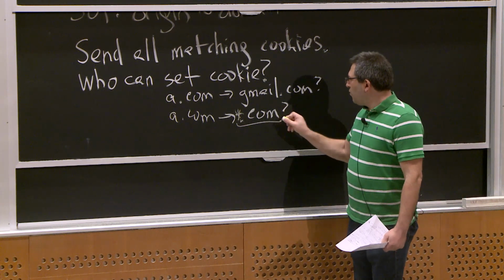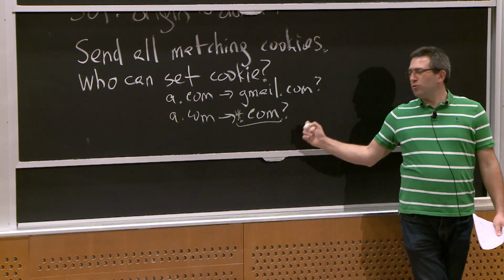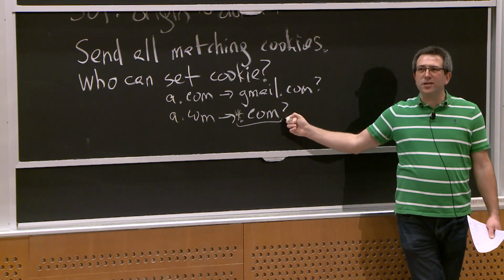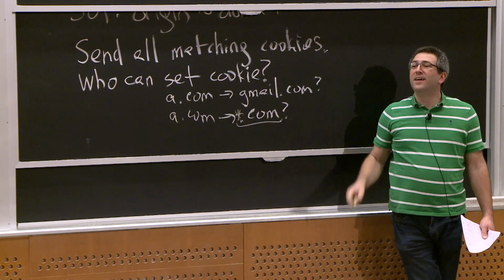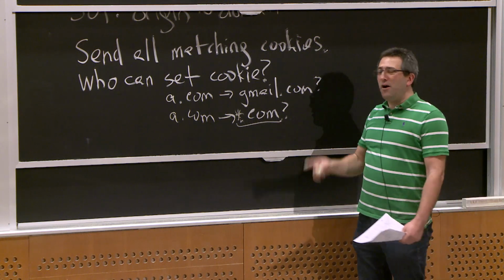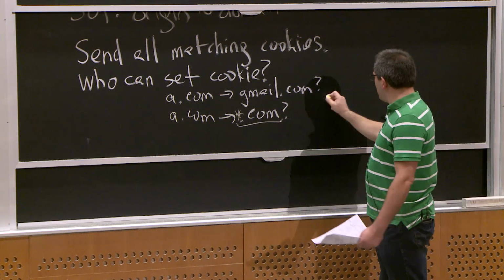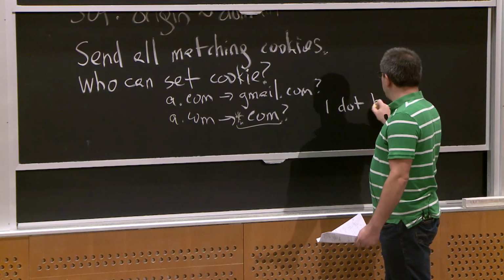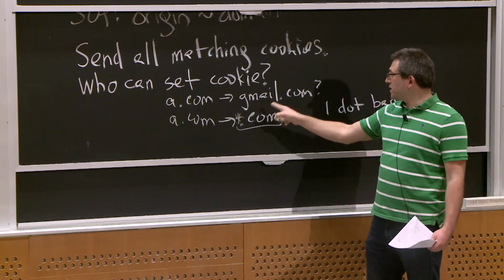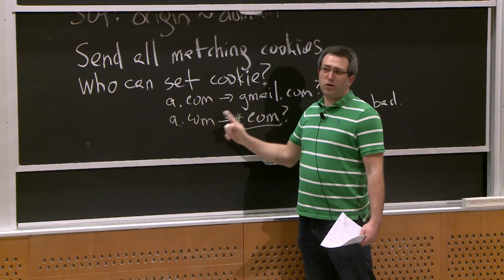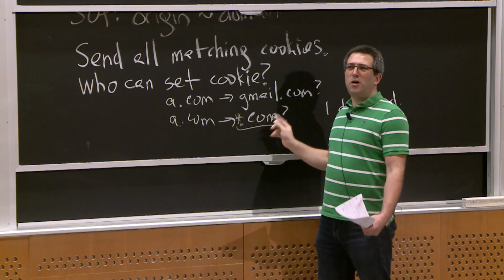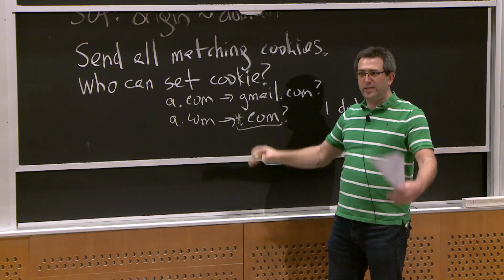So why doesn't this happen? What's the rule? How does the browser prevent this kind of stuff? Yeah, back there. It counts the number of dots. Yeah, all right, so easy enough. You know, 1 dot is bad. All right. 2 dots are OK, because a.com should be able to set a cookie for a.com. But for .com, that seems too crazy.